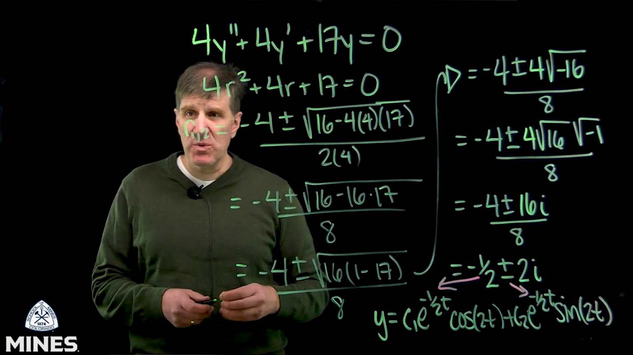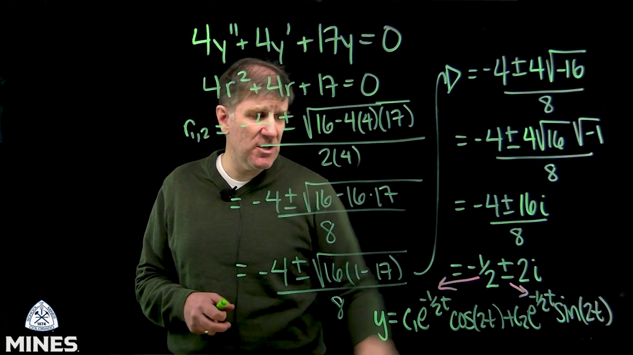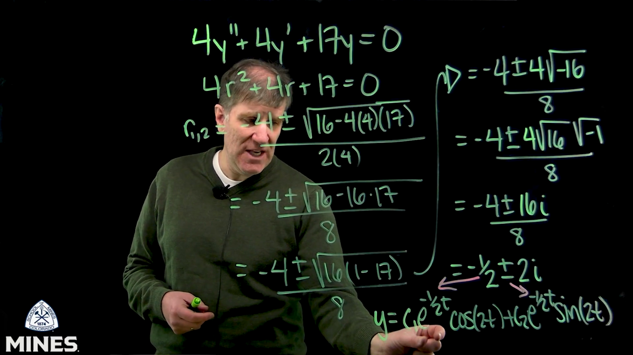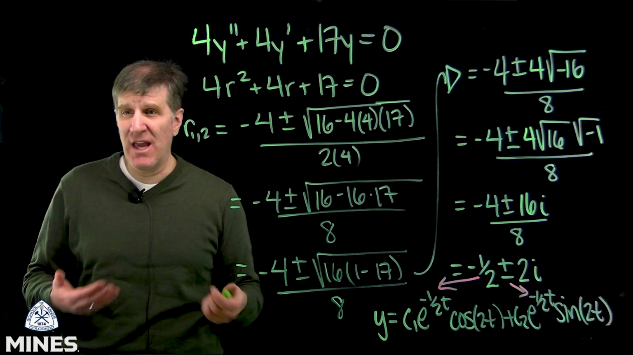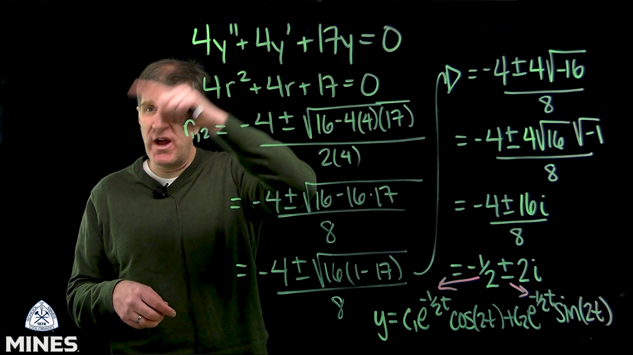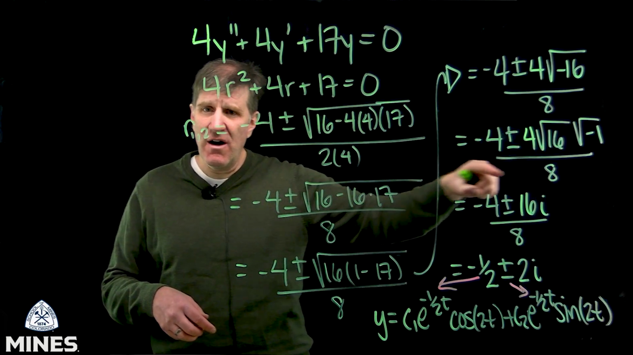So when we have complex roots, we have these oscillations. In this case, we have decaying oscillations because of the e to the minus 1/2 t. That's a decaying exponential as the amplitude on our cosine and sine functions. So we will have decaying oscillations.